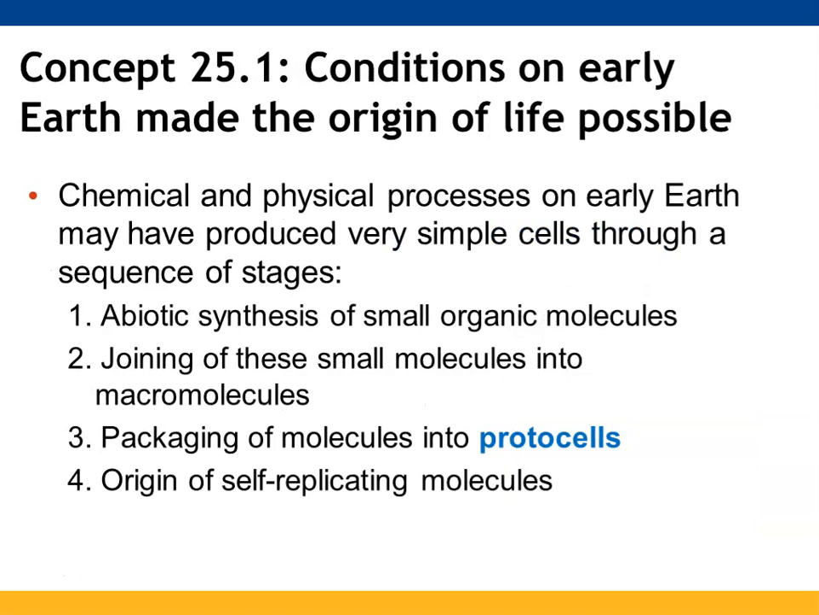Earth's early conditions made life possible. There were chemical and physical processes taking place that are thought to have produced very simple cells through several stages. First was producing small organic molecules abiotically. Joining these molecules together into macromolecules is step 2. Packaging these molecules into what we know as protocells was step 3, and then finally in step 4, the origin of molecules that were able to replicate themselves.